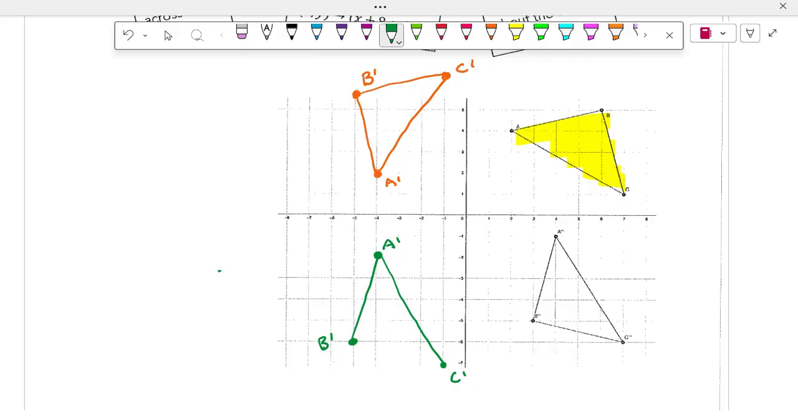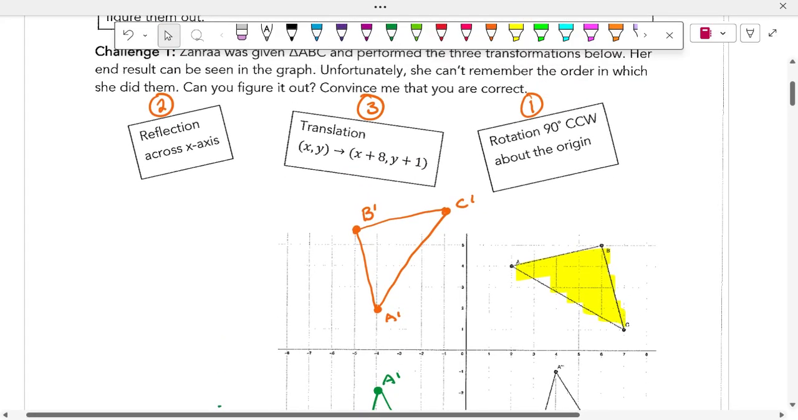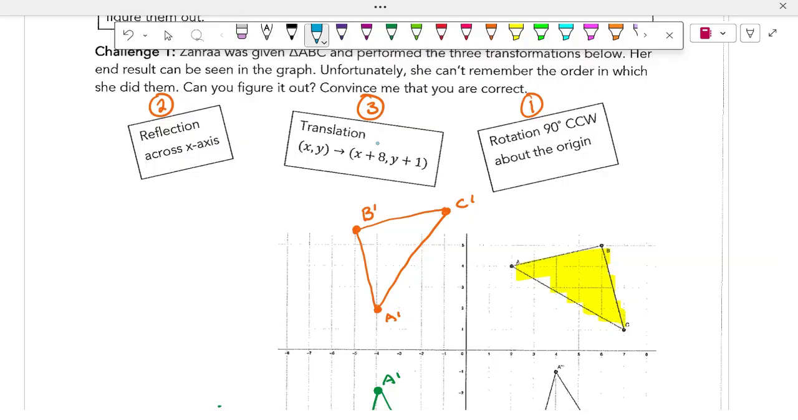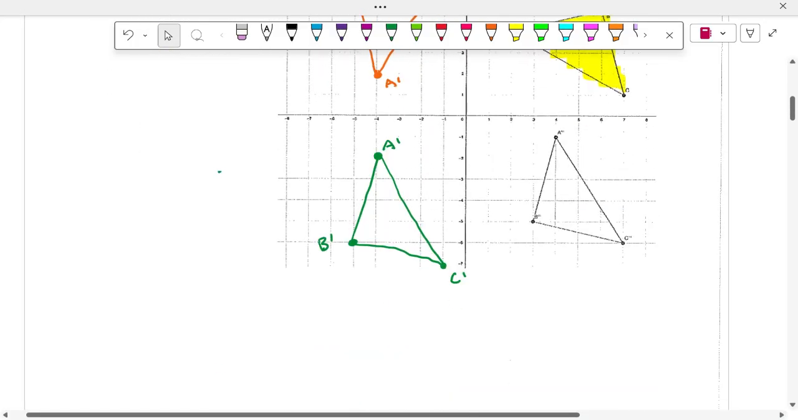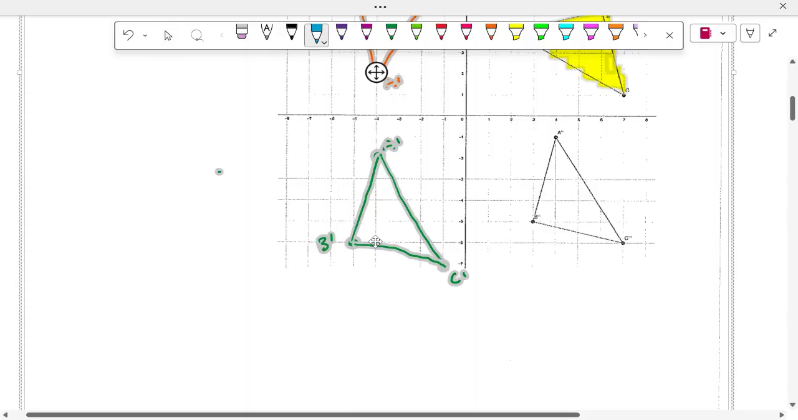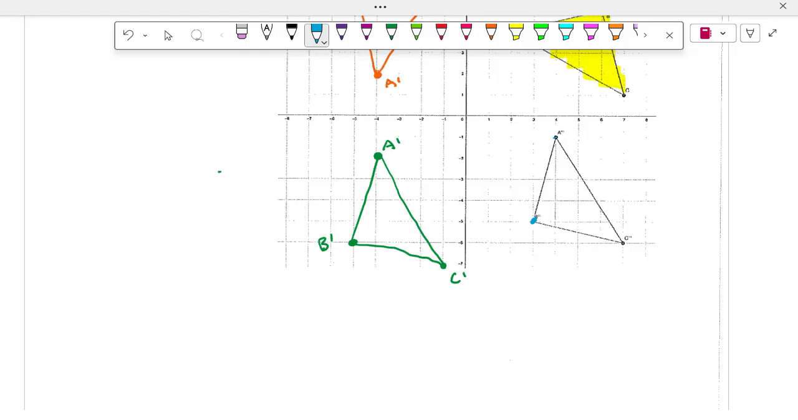All right. And then we translate. How do you read the arrow notation? What's it actually saying? Right 8, up 1. So if I go right 1, 2, 3, 4, 5, 6, 7, 8, up 1, I end up here. And that's how I end up for all of these.